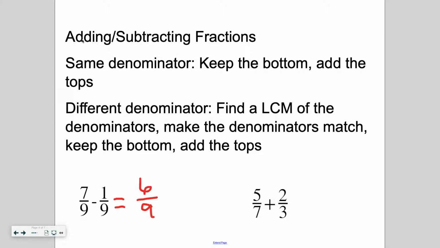Does 6 over 9 reduce down? Yes. 3 goes into both 6 and 9. So 6 divided by 3 is 2. 9 divided by 3 is 3. The answer is 2/3. Okay. The second example gets a little more difficult.